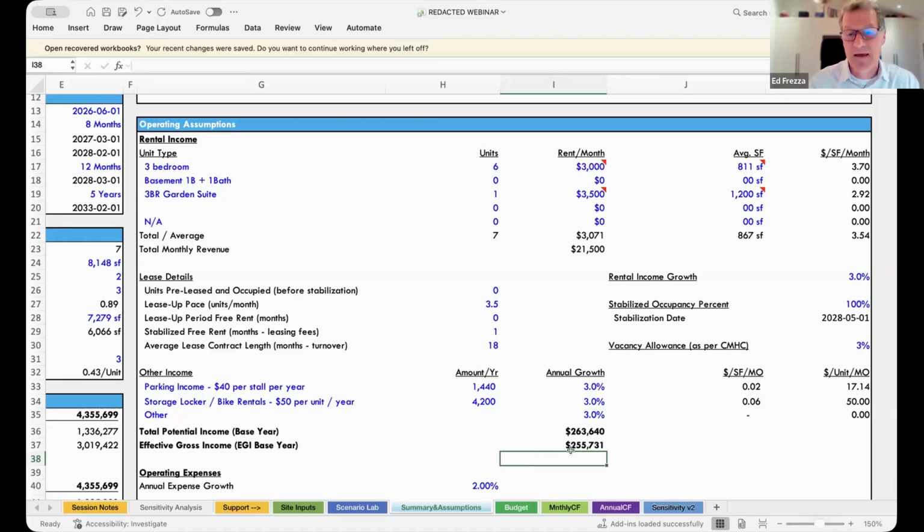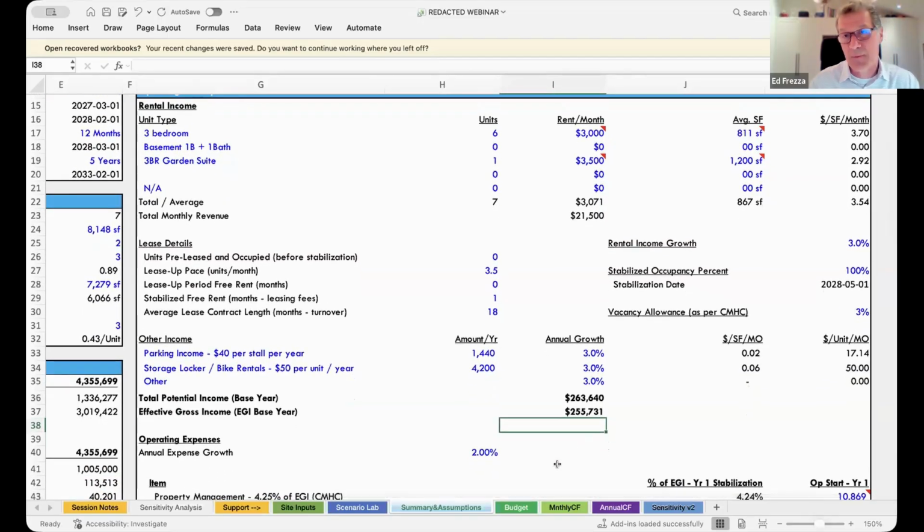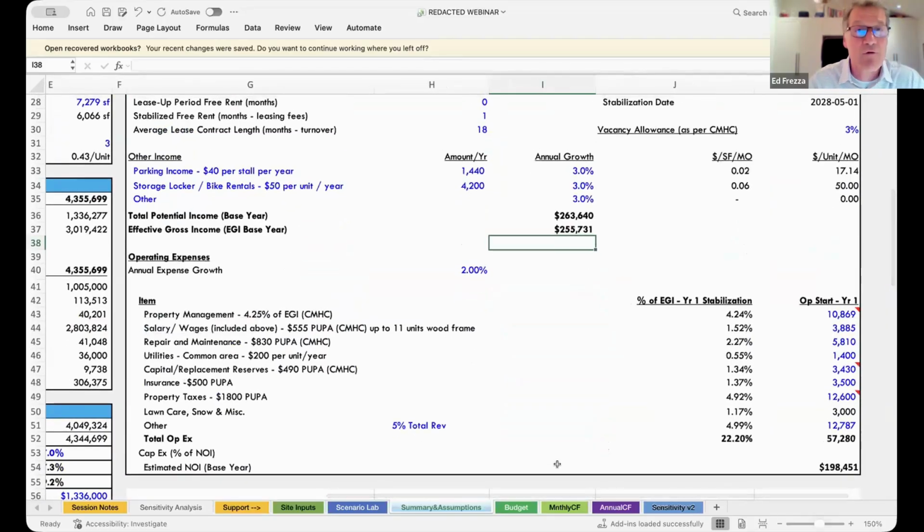Subtract the 3% vacancy, leads to an EGI of 255. So now we go into the expenses, and these expenses, again, because we're going to go knocking on CMHC's door, they're going to say, hey, if you want to take out financing, CMHC MLI Select, you have to have numbers that meet the following criteria. And we basically have taken their numbers.